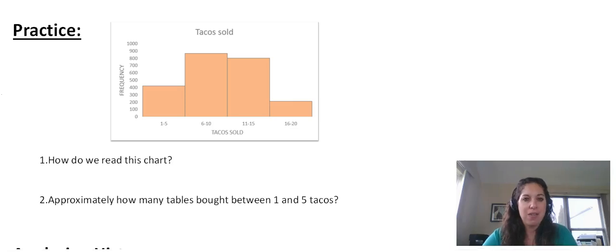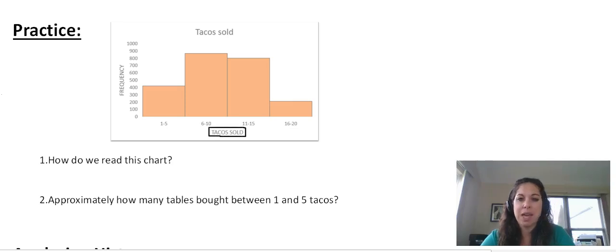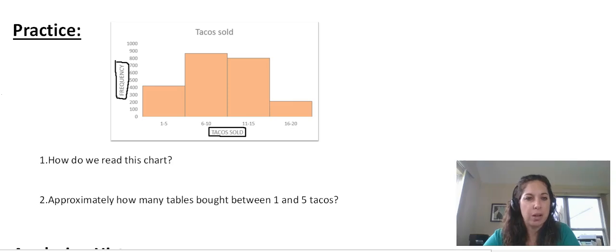So given this histogram, I want to know how would we read this chart, or what is this chart telling me? So I need to pay attention here to my axes and my title. So my x-axis is my tacos sold. My y-axis is my frequency. So this is saying 1 to 5 tacos were sold for, I would say, maybe that's a little above 400, but approximately we'll say 400 times.